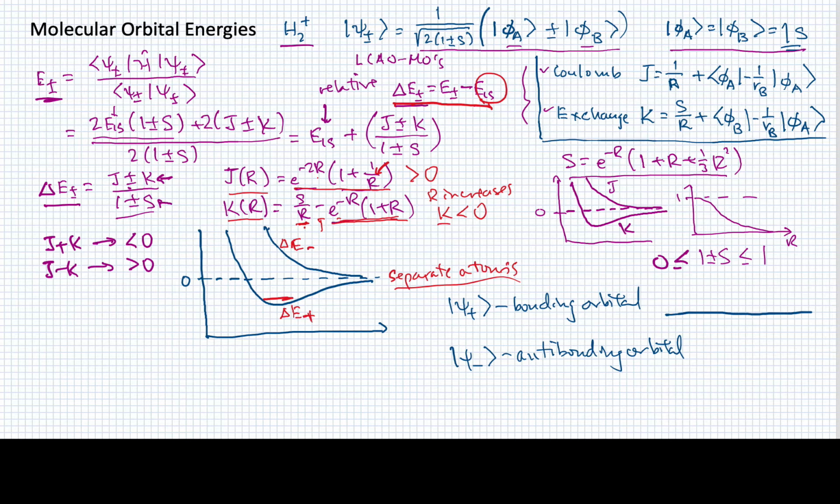Okay, so when we draw these things out, the bonding orbital, since it's a plus combination, you'll remember that we drew a picture of this in an earlier video, where this thing came up and it looked something like this. So this is what that orbital might look like. What about the antibonding orbital? Well, it's a minus combination. It's Phi A minus Phi B.